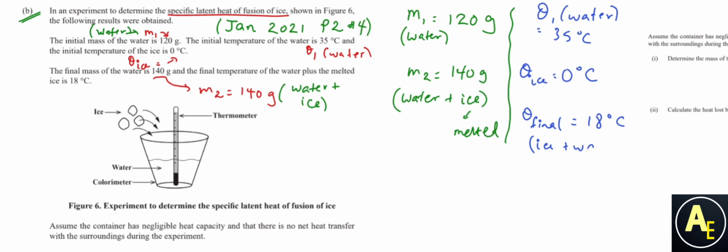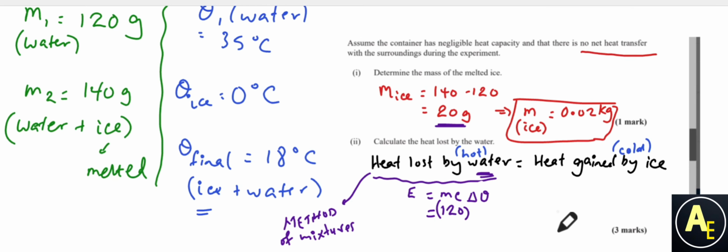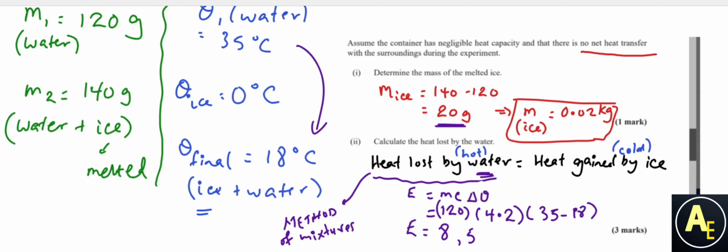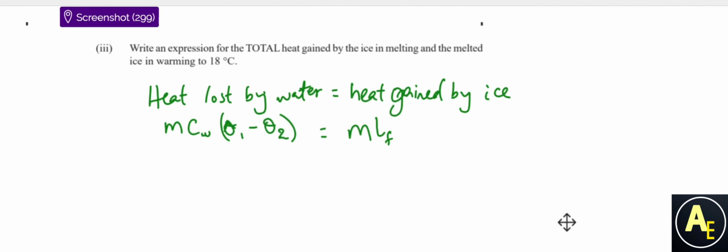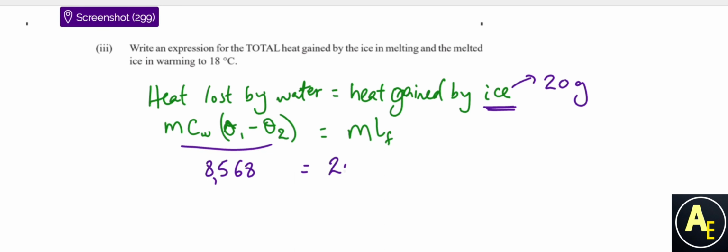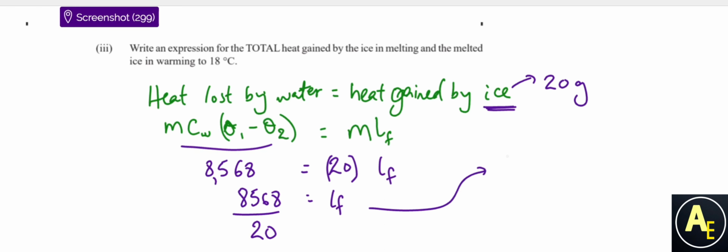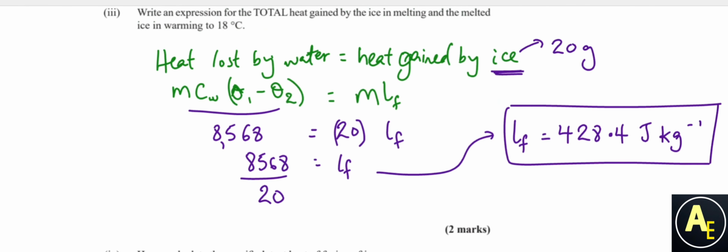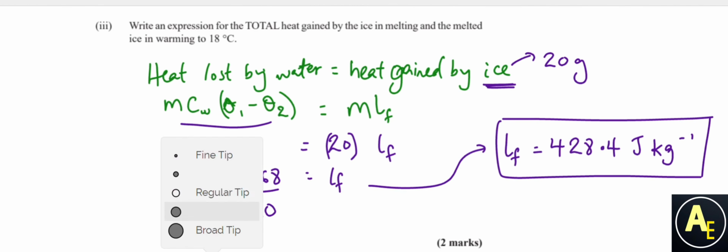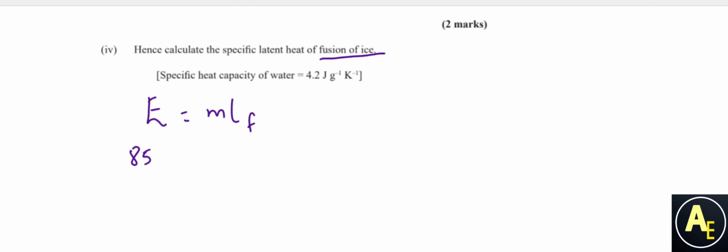The mass of ice was given as the mass of water plus its melted ice minus the mass of water, which is 20 grams. We did not need to change this to kilograms, but it was given nonetheless. As a result, in the next particular part of the question, we use what is called the method of mixtures, where heat lost by the water is actually heat gained by the ice, where water is the hot object and ice is the colder substance or object.